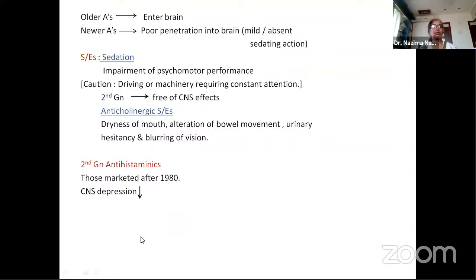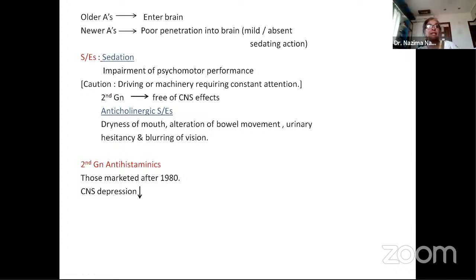Now, side effects of these drugs. They mainly cause sedation, which is a major side effect related to the older generation ones, and they cause impairment of psychomotor performance. Therefore, when the patient is taking these drugs, the patient has to be cautioned about driving a vehicle or operating machinery which requires constant attention. The second generation antihistaminics are free of CNS effects, so they can be used in such conditions.